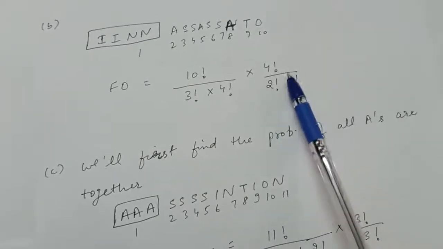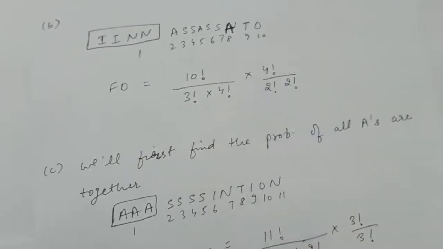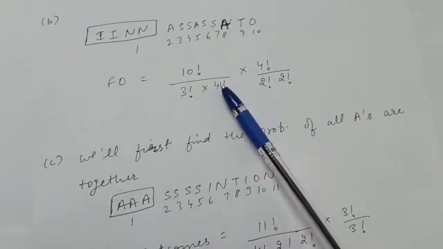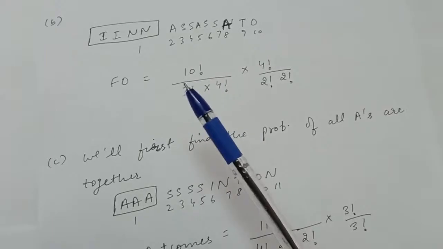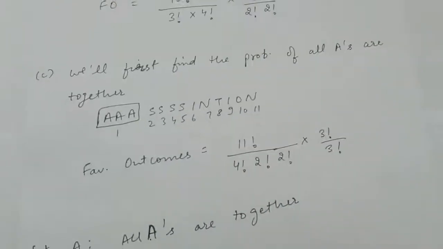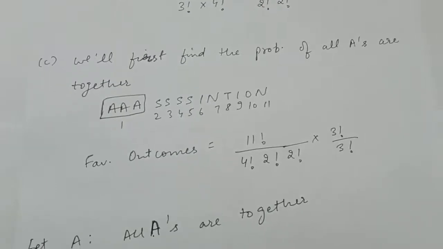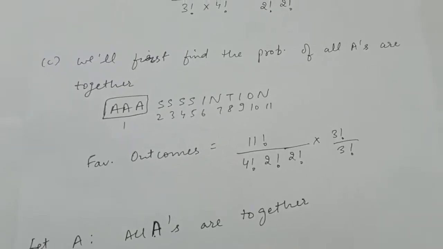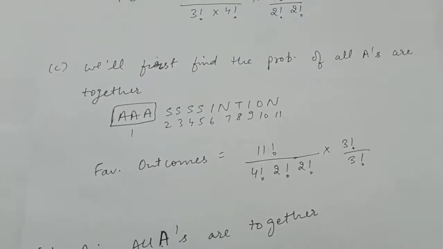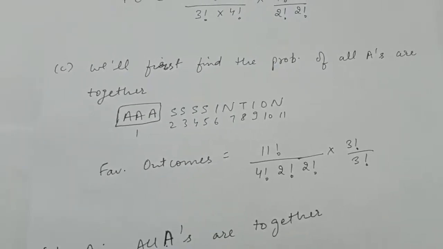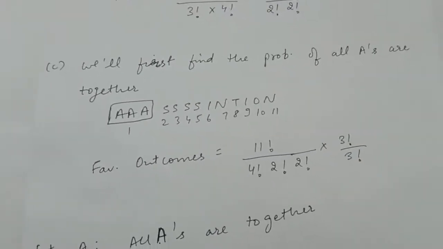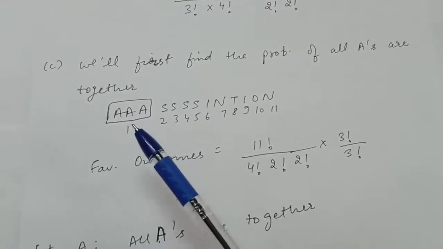So these are the favorable outcomes for this part, and total outcomes we have already calculated. So divide favorable by the total outcomes to get the probability, right? Now the next part is all A's are not coming together. So first of all, we will find the probability that all A's are coming together, right? And then subtract this probability from 1 to get the probability when all A's are not coming together.